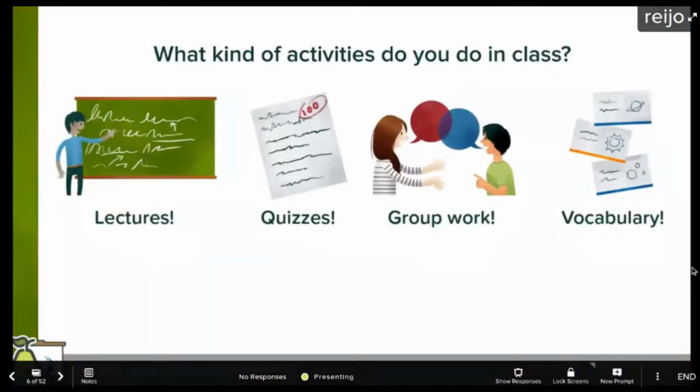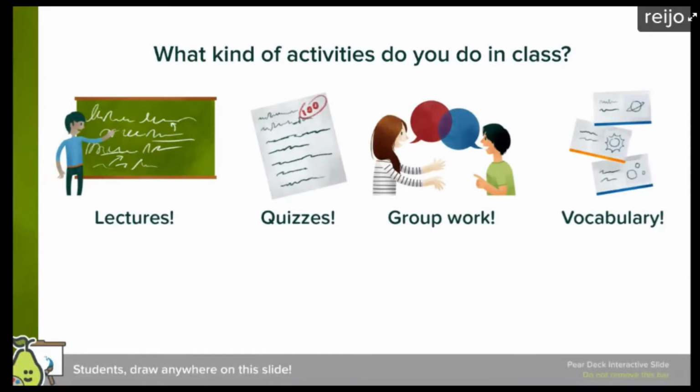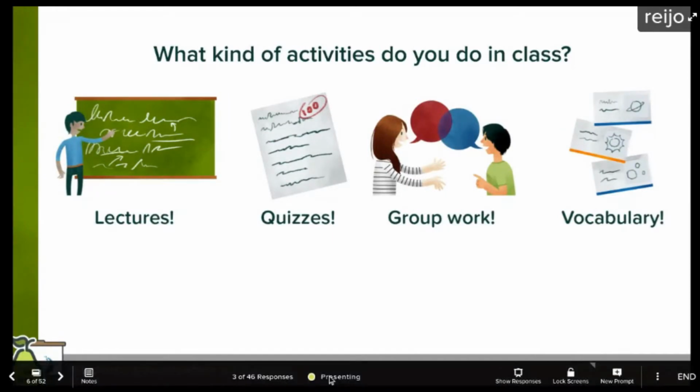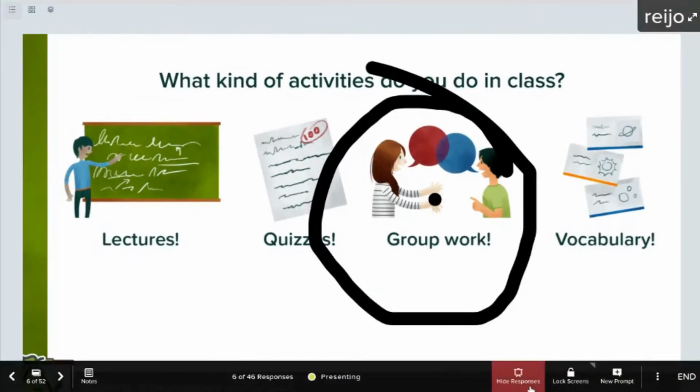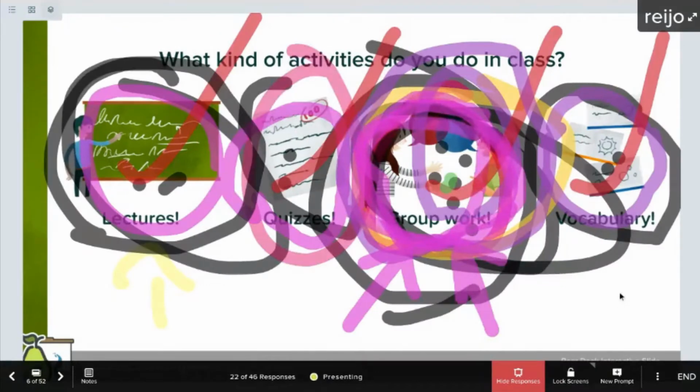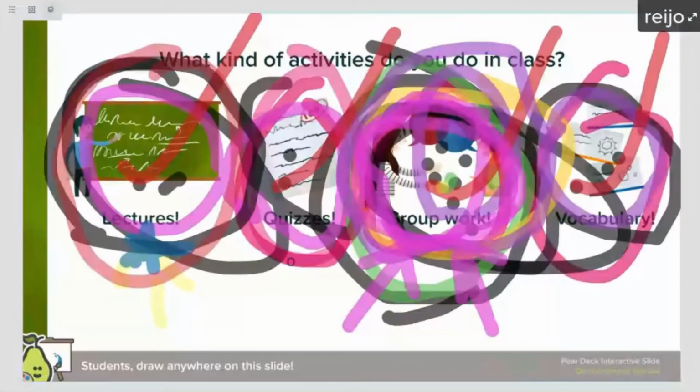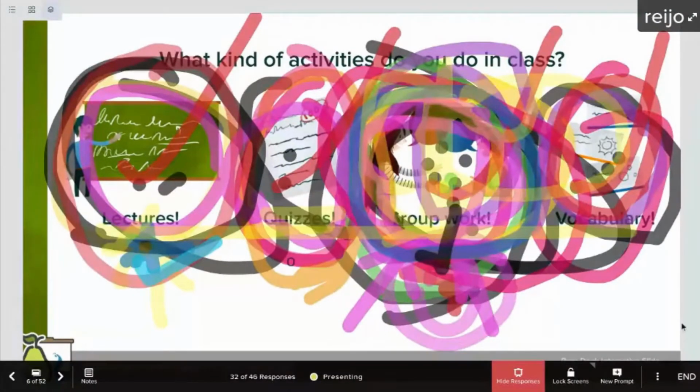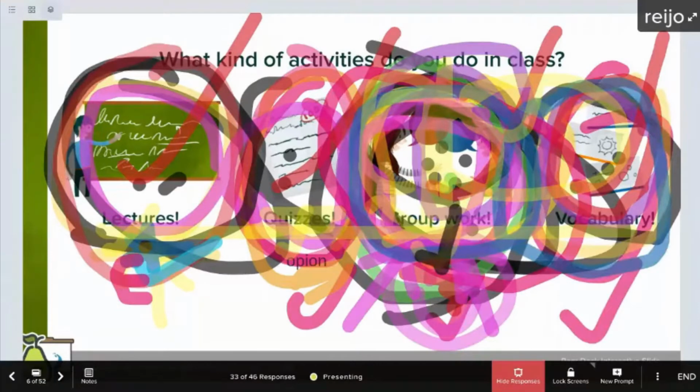All right, so give me an idea of, and I believe we've got a drawing slide in this one. What kind of activities do you do in class? So at the bottom of your screen, you should have some tools. You can choose colors. You can do various drawing tools. It even has a little text feature, so you can put text in there. Excellent. I like to see lots of group work. That's awesome. Vocabulary is over here.